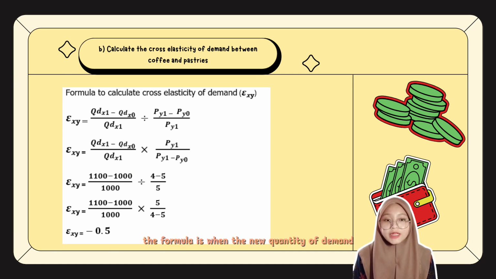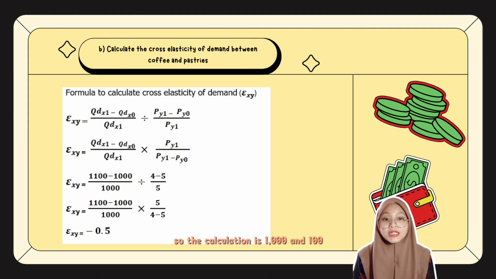The formula is the new quantity demanded minus the old quantity demanded, and we will divide the answer by the new quantity demanded. Then we will multiply the answer by the new price of the good divided by the new price of the good minus the old price of the good.